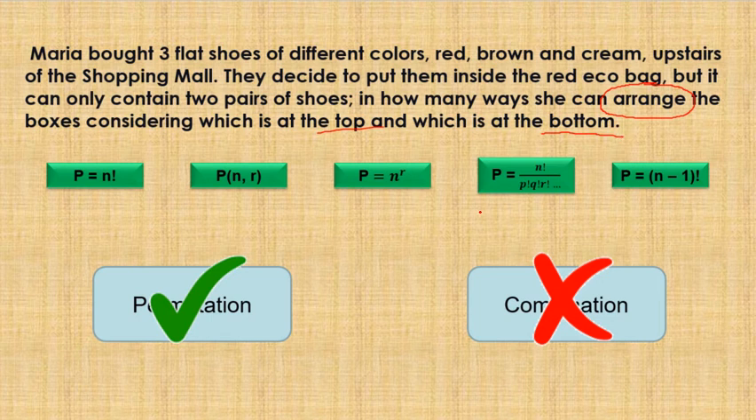But which of these 5 formulas are we to use? This time, since we have a given number of shoes, which is 3, and we are only to use 2 from those, we are to use this second formula: permutation of n taken r at a time. Based on the problem, what could be the value of n? We are dealing with 3 flat shoes, so n is 3. And r, since we can only put 2 pairs of shoes in the bag, we are going to have 2 for the r.